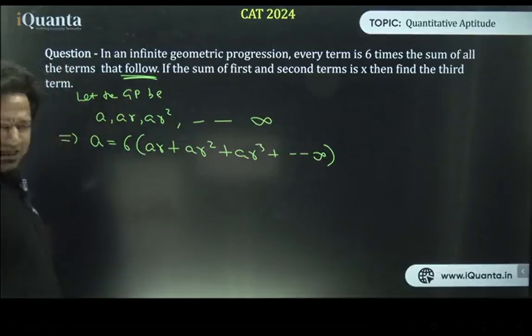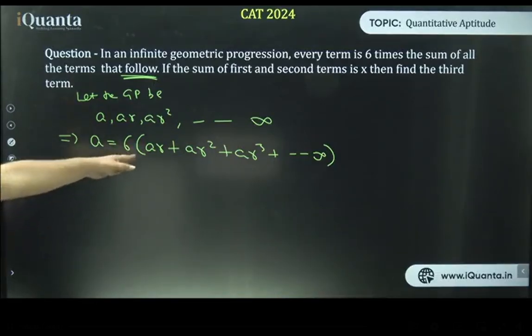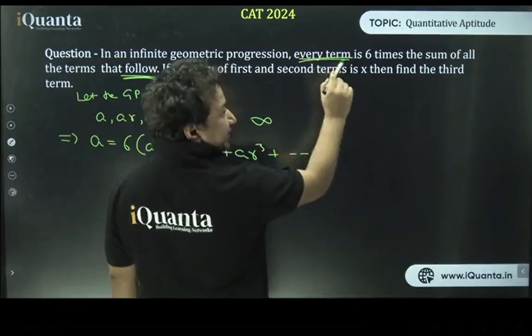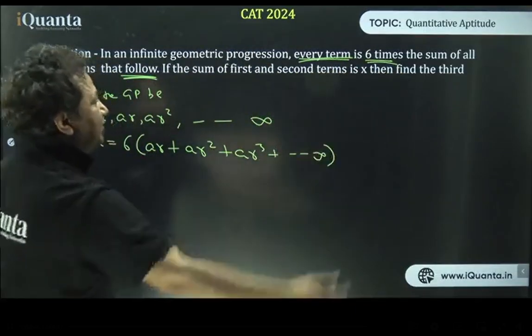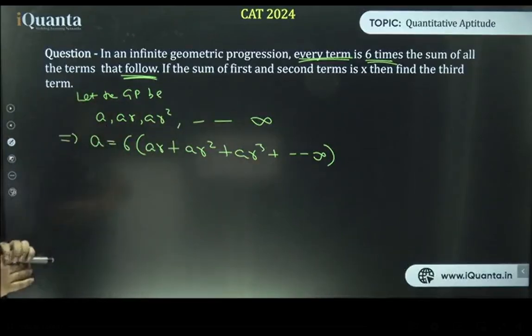Okay? खुशी, इतना सिंपल टॉपिक तो है. आई थिंक मोस्ट समझ में आ गया होगा, मैं दोबारा बता रहा हूँ. थर्ड स्टेप कौन सा? ये वाला. Which step? A is equal to 6 times this. हर एक टर्म 6 गुना है किसका? उन सारे टर्म्स जो उसके बाद आते हैं उनके सम का.